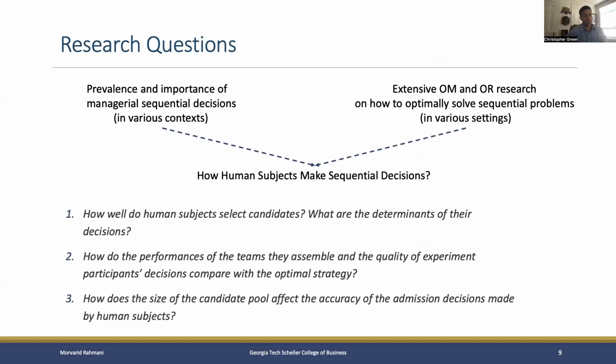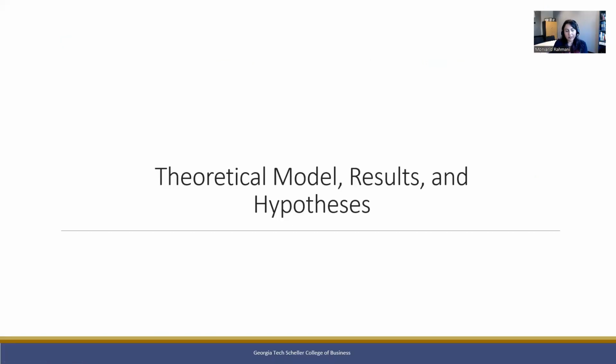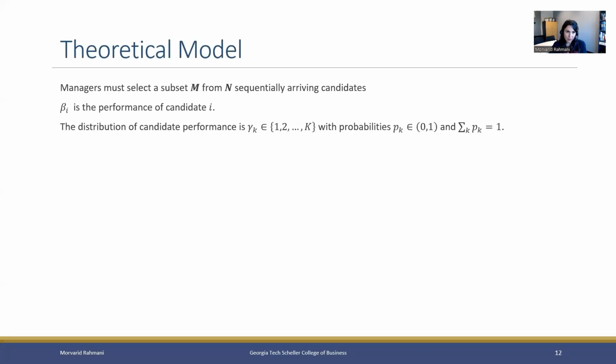This led us to a couple of research questions as we consider the problem. What are the determinants of human decision in a sequential selection problem? Second, how does the quality of experiment participants' decisions compare with the optimal strategy? And finally, how does the size of the candidate pool affect the accuracy? Based on the problem that Chris just described, we have employed a theoretical model, and by characterizing the results for that model, we have developed a set of model-based hypotheses, which I'm going to explain to you next.